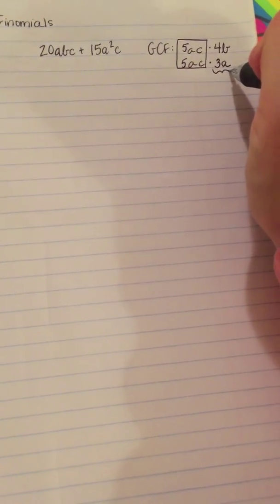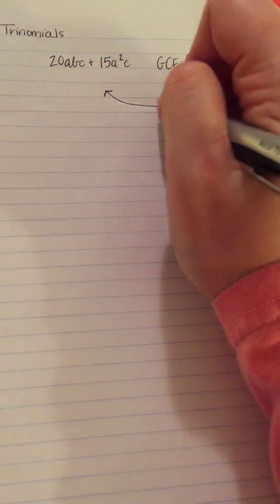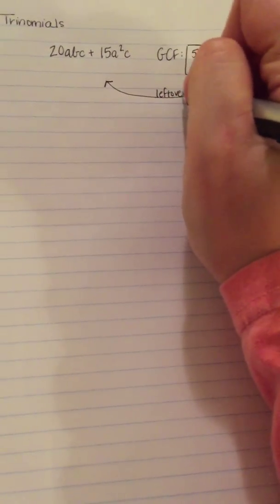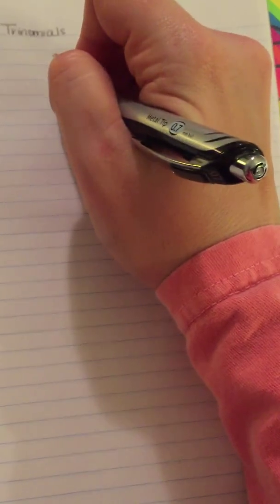And I'm going to take my leftovers and use them to go inside of the parentheses. My GCF goes on the outside. So 5AC is my GCF on the outside. And then on the inside, I write my 4B and my 3A. And because it's an addition problem, I bring the addition sign down in between. So my final answer is 5AC times 4B plus 3A.